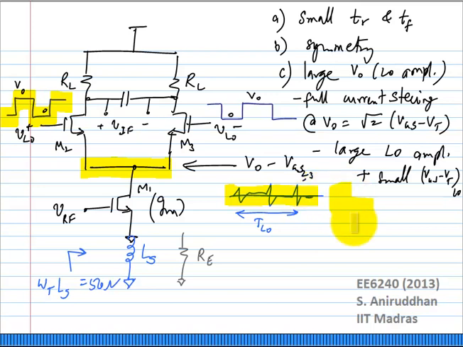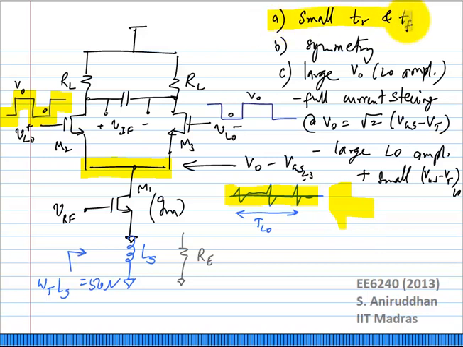Why does that happen? Every time the device M2 turns on and M3 turns off, or vice versa, you will see this node getting affected at the rise time and the fall time instant. So you will definitely see a very large second harmonic signal there. You will also see fourth harmonic and sixth harmonic and so on, which will usually be much smaller.